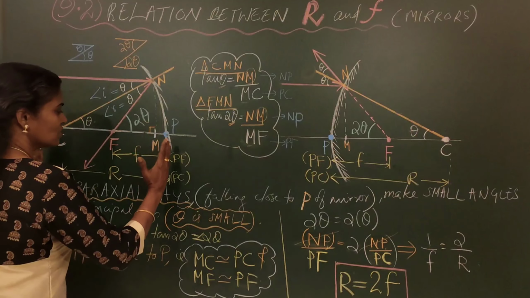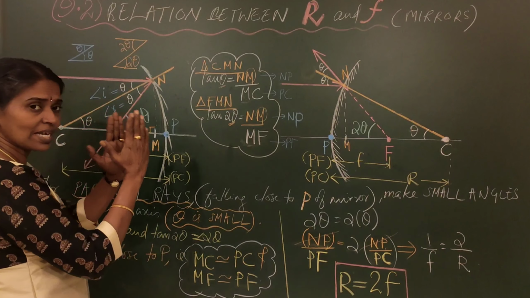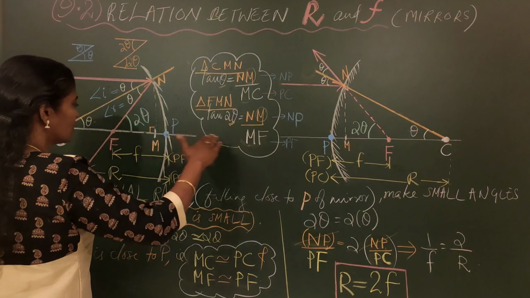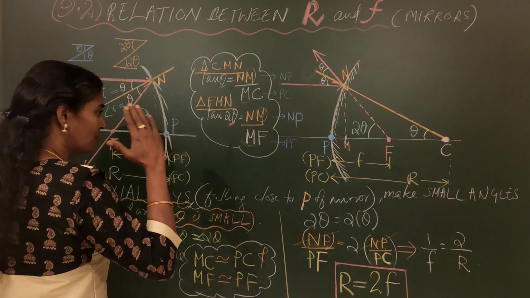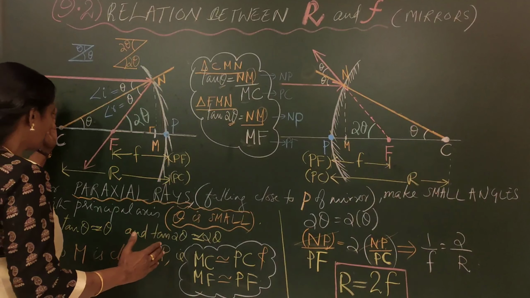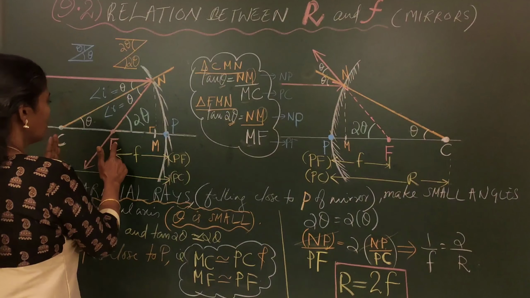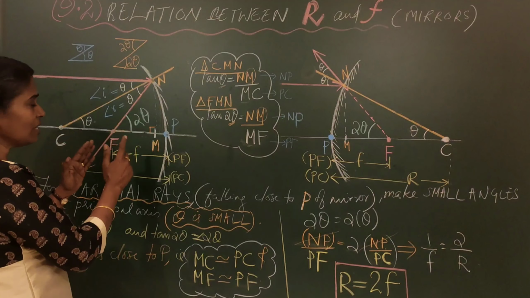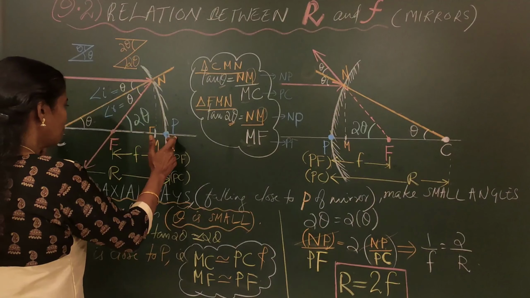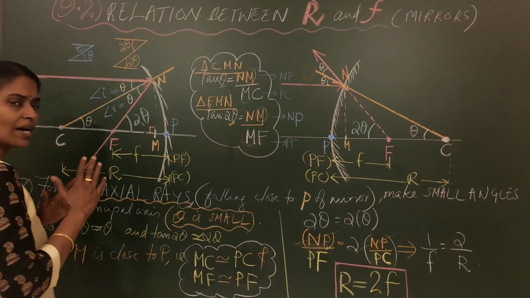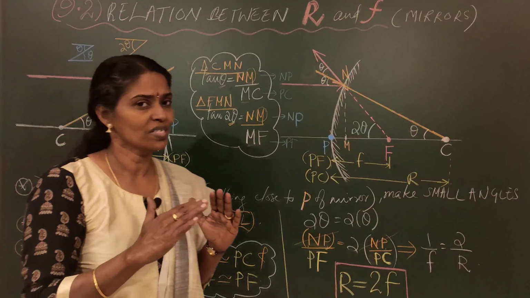So it's a very simple relation giving R and F. It's very clear. This is R, this is F. Exactly half. So whenever you draw the ray diagram, first you have to mark the point C, then the pole, and half of it, at the midpoint, mark the point F. So bear in mind, first C, then P, midway F. Clear? Okay. Hope it is clear.